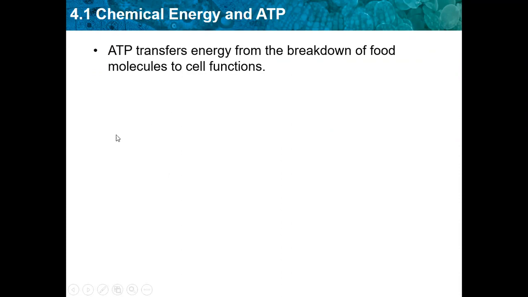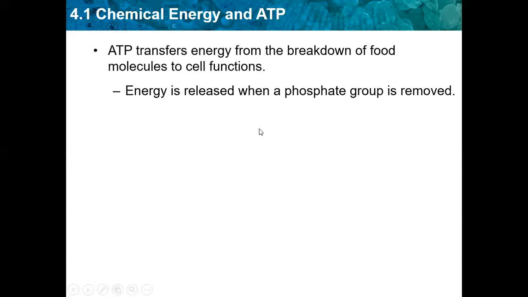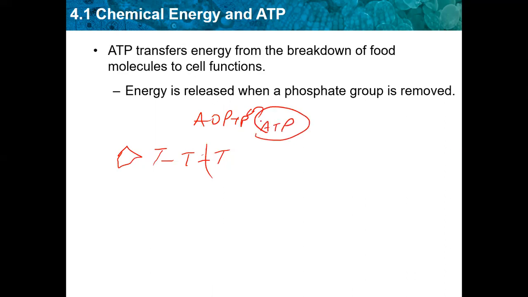What is the meaning of this? Energy is released when a phosphate group is removed. ATP is a combination of 1, 2, 3 phosphates with an adenosine molecule, right? So when you break off one, energy is being released. It becomes ADP, which is adenosine diphosphate. And when it wants to have energy again, it takes one more phosphate molecule and becomes ATP again. Whenever it's ATP, it has energy. But whenever it's ADP, it has already given off the energy it had.